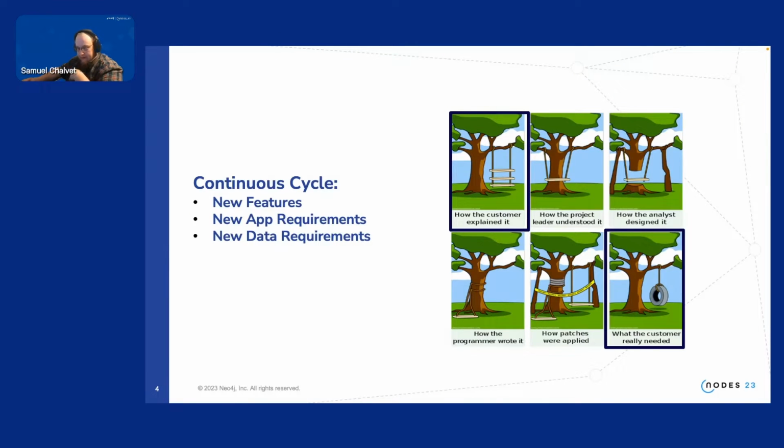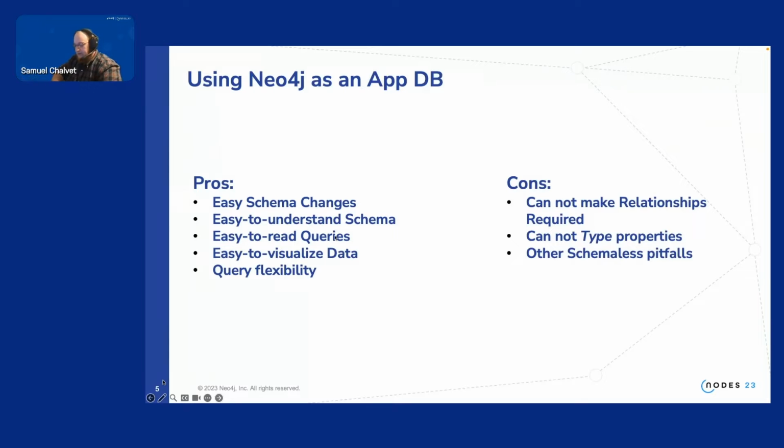As we all know, the continuous cycle of development always starts out with some request from the client or the customer, and then it goes through a number of interpretations and translations, and we end up essentially needing to iterate fast to really get down to what the customer needs. So using Neo4j as a DB, we found that the iteration is a lot easier to do for a number of reasons. And those are what I'm going to go over today.